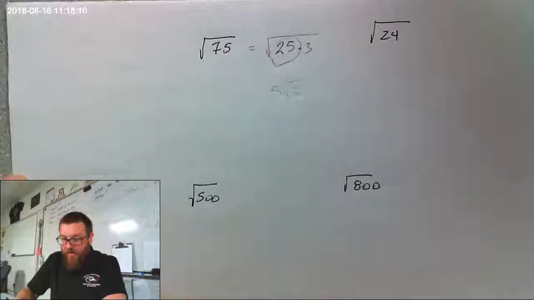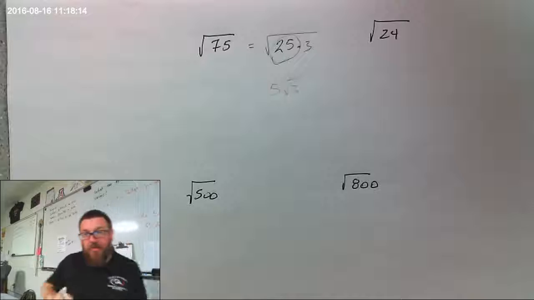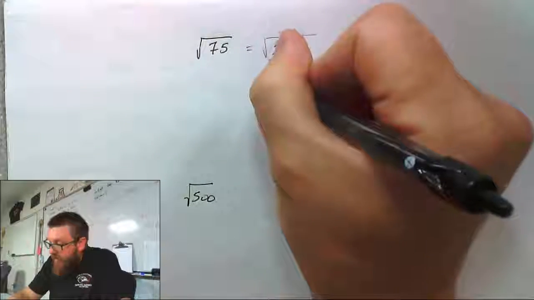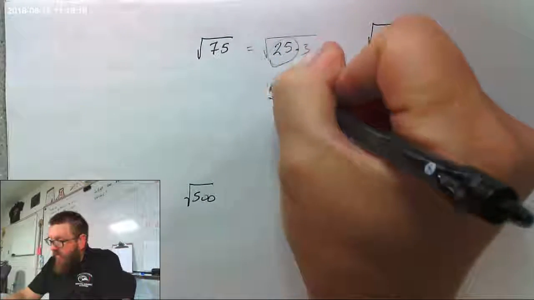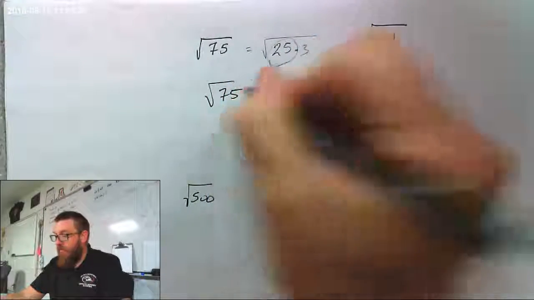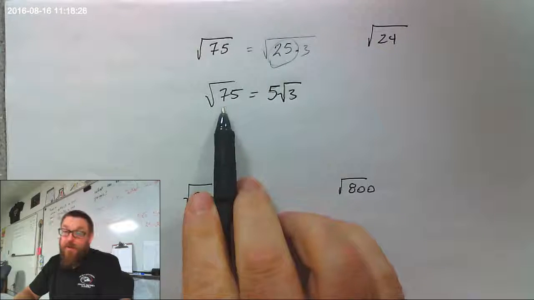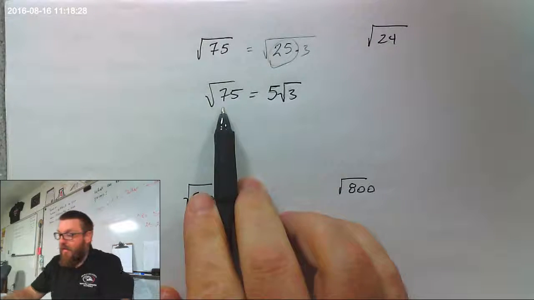Sorry, my pen's dying there. So the square root of 25 is 5. So 5 times the square root of 3 is equal to the square root of 75. They're the same exact number. This number times itself equals 75. This is asking what number times itself equals 75.